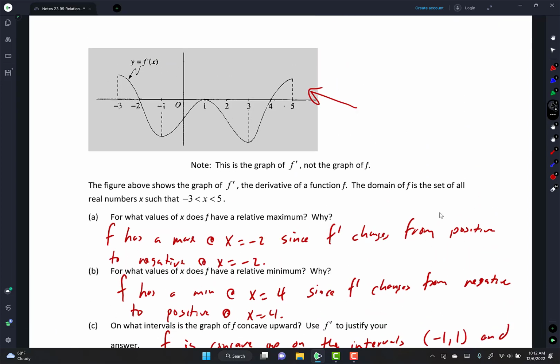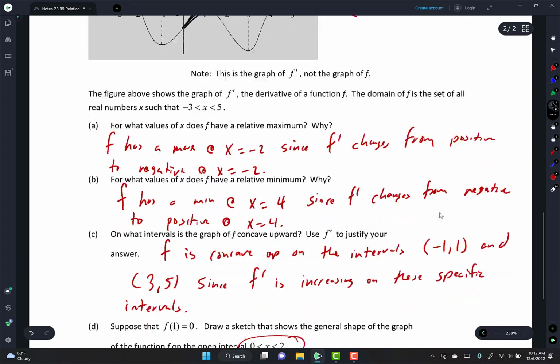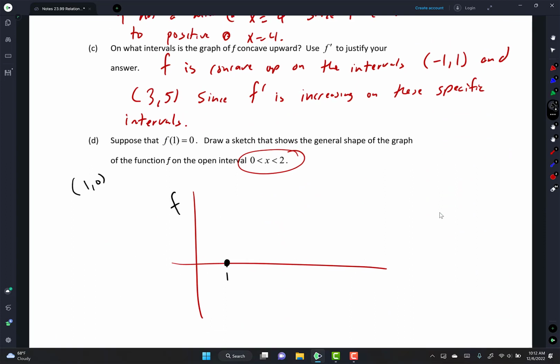Okay. Now, let's look at our derivative. Between 0 and 1, I'm looking at this part right here. F prime is increasing, so that means f is concave up, but f prime is negative because I'm below the x-axis. So that means that f is decreasing concave up. Does that make sense to everyone? Right at 1, I better have a horizontal tangent. So I probably look something like decreasing concave up. I look something like this. Like a parabola.